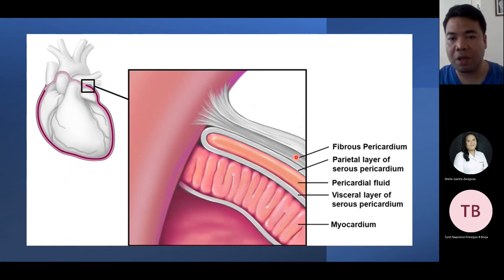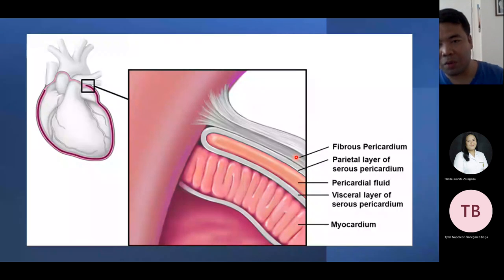Yung fibrous pericardium. And since the fibrous pericardium is not stretchable, because it is made up of connective tissue, it protects the heart from being overstretched during its pumping action. So during its pumping action, the heart is not overstretched because it is enclosed within the fibrous pericardium.